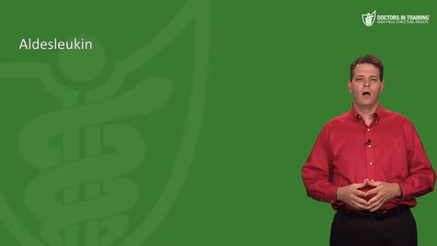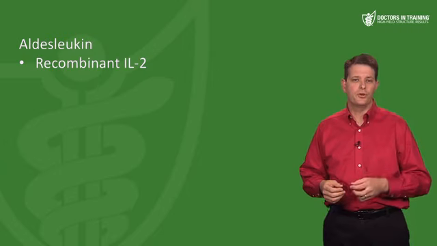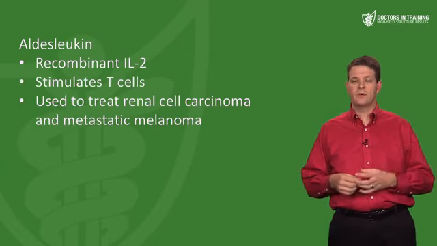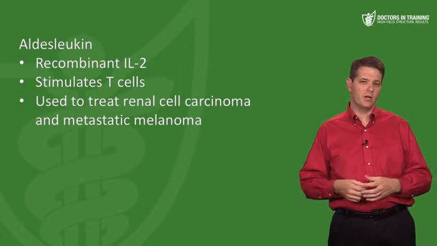And finally, let's go over a few recombinant cytokines, which are drugs that we give to mimic the actions of cytokines. Now, these aren't too high yield, so I'm going to run through them quickly. Aldesleukin is a recombinant IL-2 drug, which induces the immune system by stimulating T cells. And this is used to treat renal cell carcinoma and metastatic melanoma.